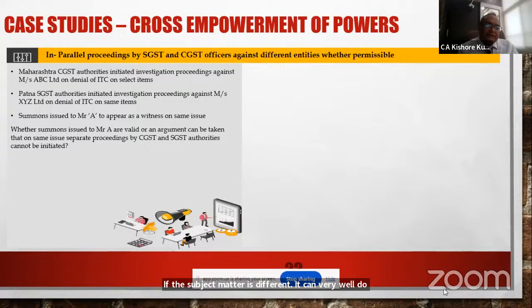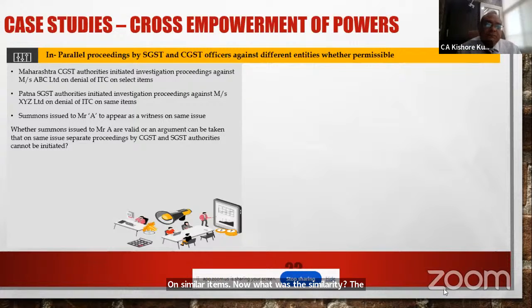Let's look at another case study, friends. Maharashtra GST authorities initiated investigation proceedings against Messrs ABC Limited for denial of input tax credit on select items. Similarly, at the same time, Patna GST authorities initiated investigation proceedings against Messrs XYZ Limited for denial of credit on similar items. Now, what was the similarity?